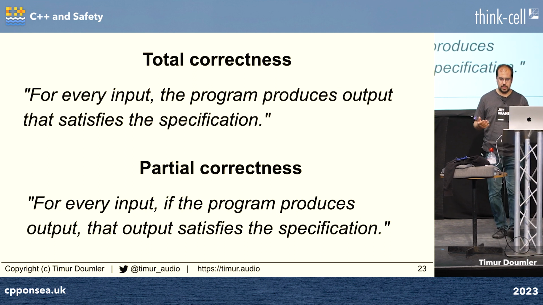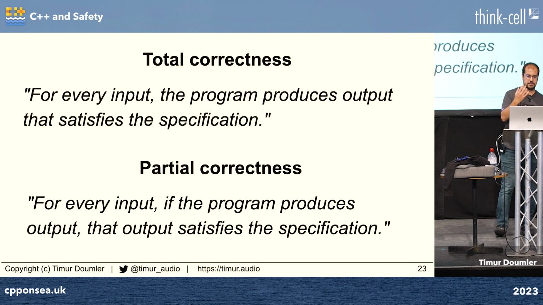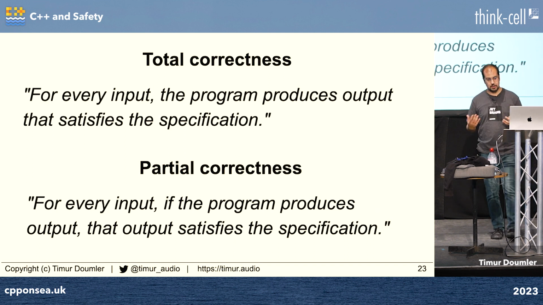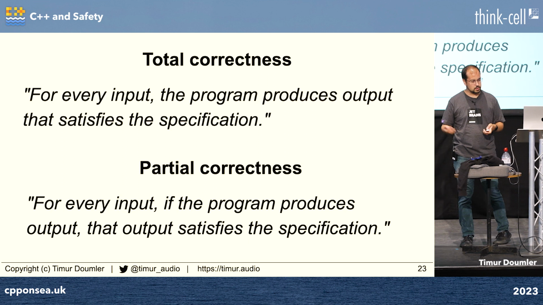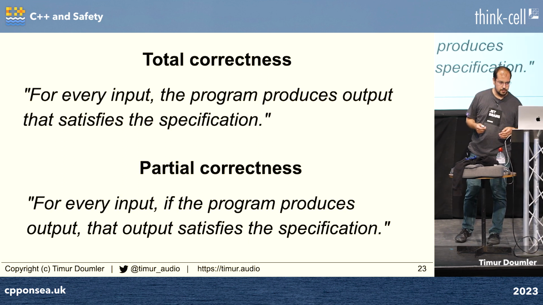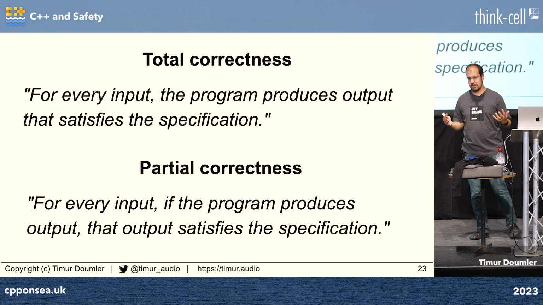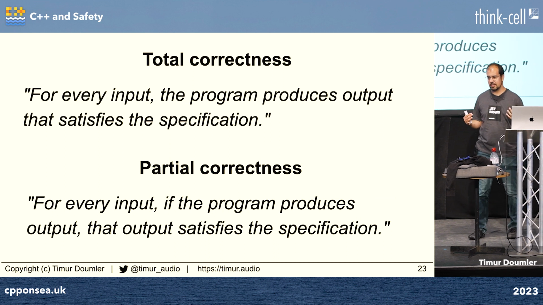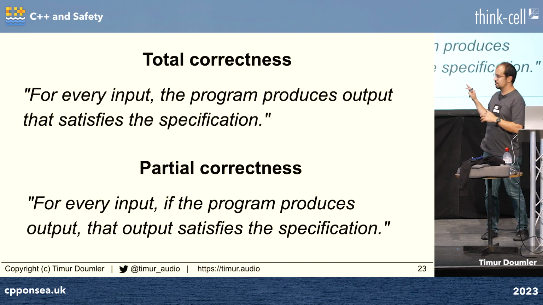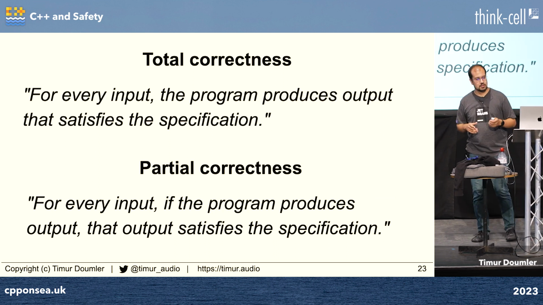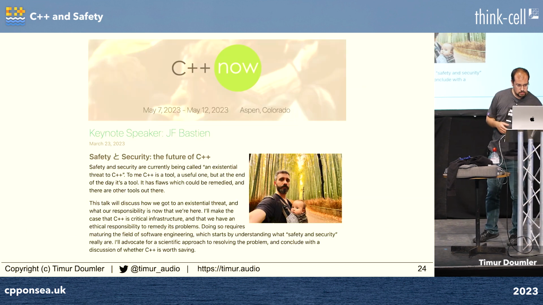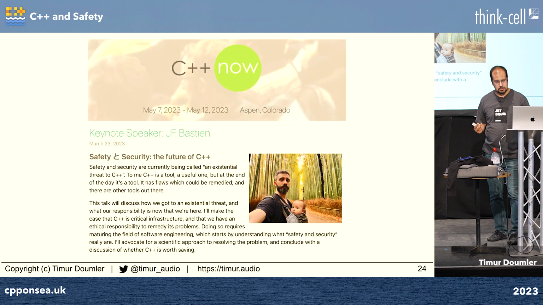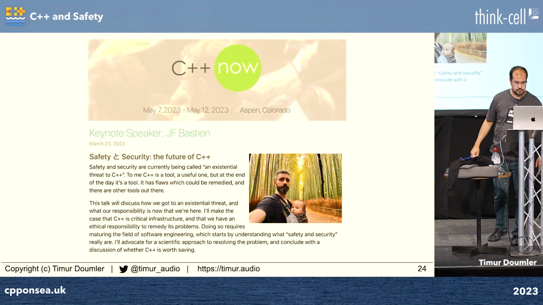You can prove partial correctness with different formalisms. There's the Hoare logic. There's all kinds of formal proofs, verifiable languages like Dafny, which is what Sean was talking about yesterday. But for a real-world C++ program, you can't, in general, prove that property either. And so with that, we come back to safety and security.